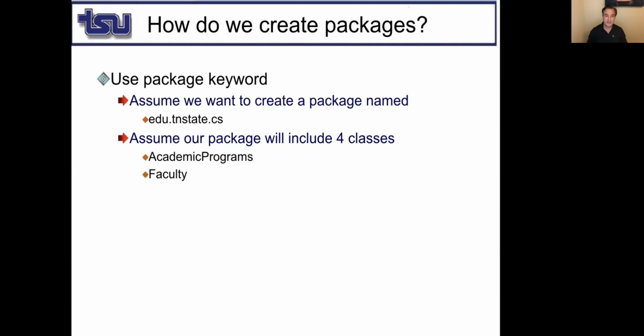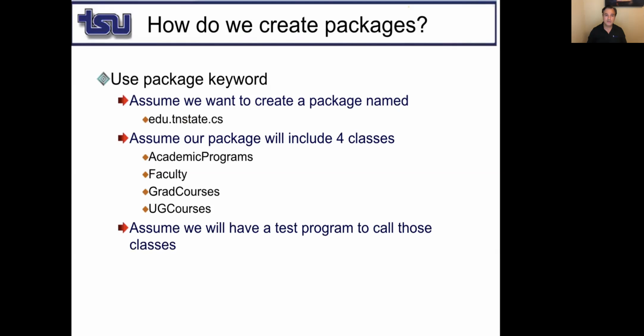Let's assume that I'm going to have those 4 classes within this package. I'm going to include 4 classes: AcademicPrograms, Faculty, GradCourses, and UndergradCourses. One package, and 4 classes will be located in that package. And assume that we are going to have a test program, and the test program is going to call, will need those classes.